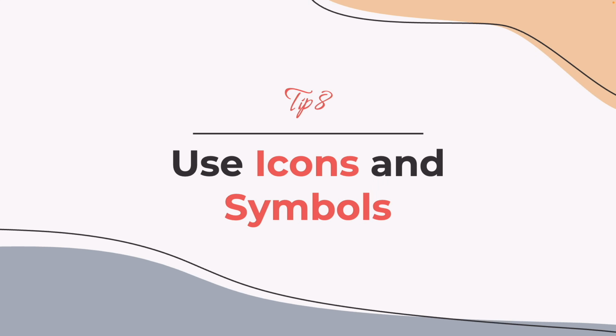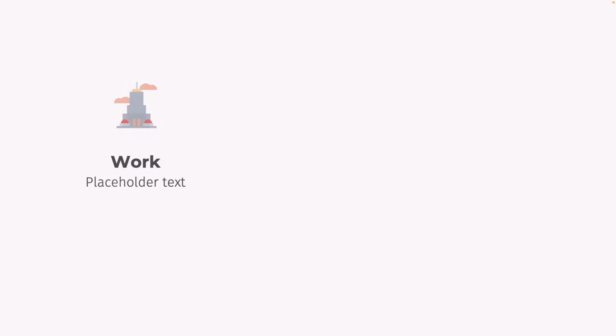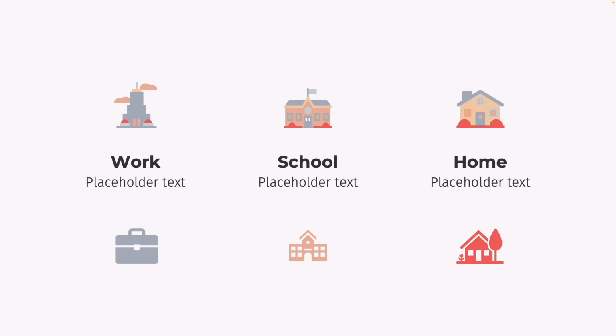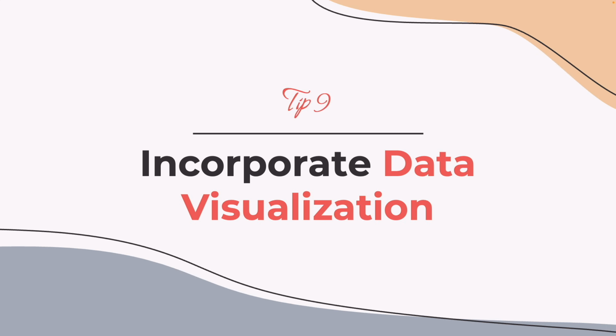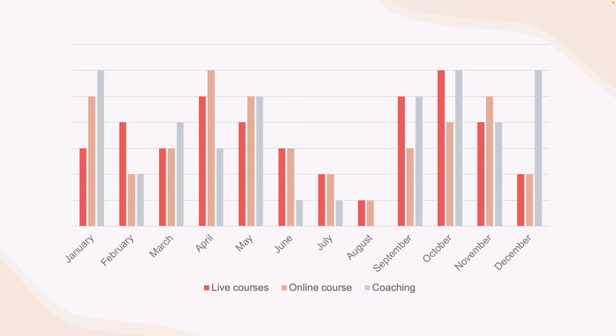Tip number 8, use icons and symbols. Icons and symbols can simplify complex ideas, making them quick to understand. They're great for summarizing information or drawing attention to key points. Make sure they're uniformly designed and large enough to be easily discerned. Tip number 9, incorporate data visualization. We often need to present data, and the simplest way to do that is to just paste the graph that represents our data.